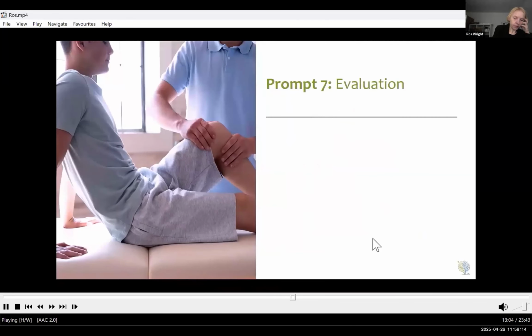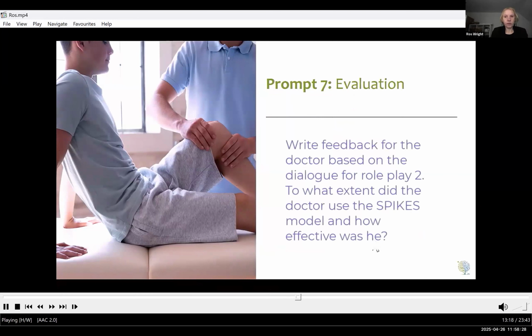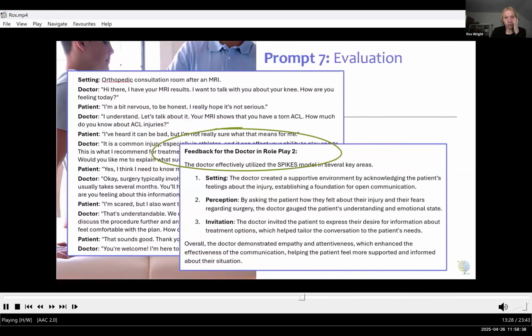Now, while I was on a good run with ChatGPT, I thought it would be interesting to see how well it would carry out discourse analysis. So I asked it to do just that, using the prompt: write feedback for the doctor based on the dialogue for role play 2. To what extent did the doctor use the Spikes model and how effective was he? This is the first part of the evaluation based on the Spikes model.